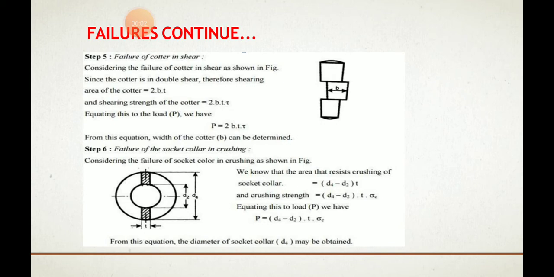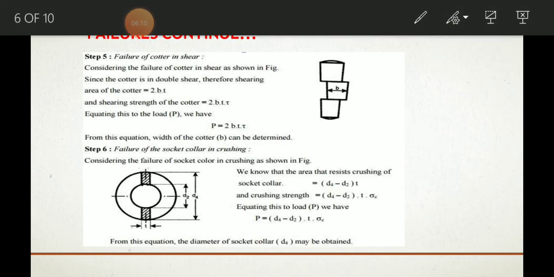Next is the failure of the quarter in shear. When you calculate the shear, you have to take b into account, that is the width of the quarter. The final equation to calculate the failure of the quarter in shear is P equal to 2 b t into tau, where tau is the shear stress and P is the shear strength. From this equation we can obtain the value of b, the width of the quarter.